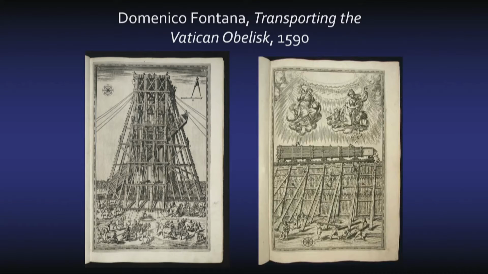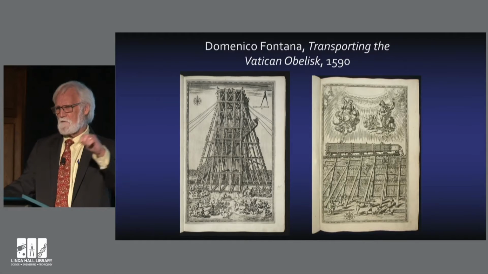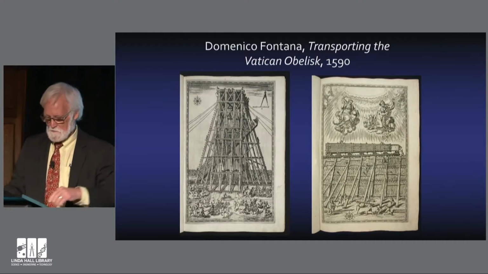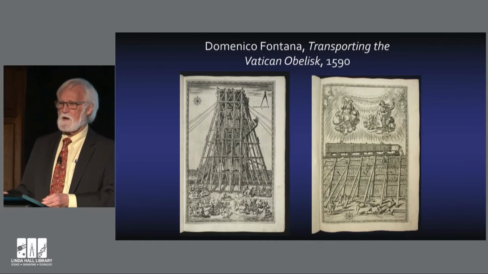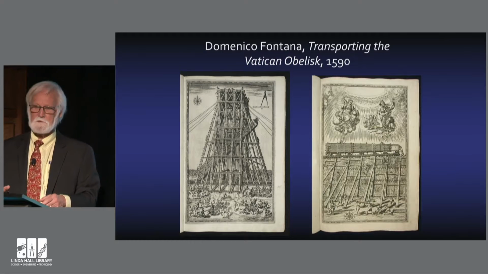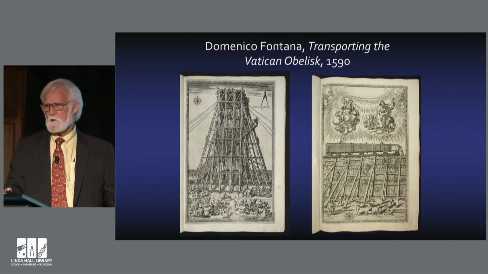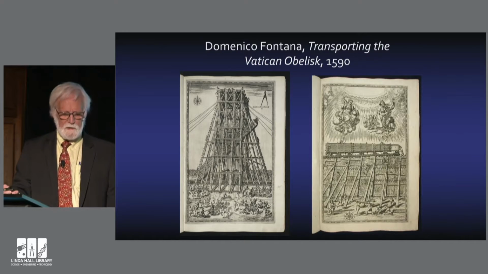This is a book published a little later, but still in the Renaissance, Domenico Fontana's book on moving the Vatican obelisk. How many people have been to the Vatican and seen the big obelisk in the center of St. Peter's Square? So we got quite a few here. Well, that wasn't always there. It was about 300 feet away for many years, over near the Vatican itself. And the Pope, I think it was Sixtus V or Sixtus VI, whichever one of those, decided that we need to move it. So they hired an engineer to move it, and he did so.